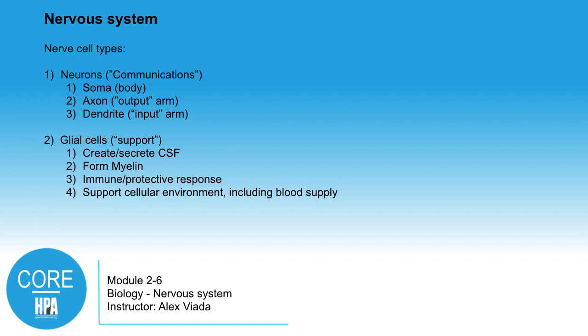Immune protective response. The nervous system, of course, has its own sort of immune system, its own sort of little ecology in there. Everything from your brain to your spinal column, everything else. There are special glial cells that are responsible for aiding in inflammatory response, anti-inflammatory response, et cetera.